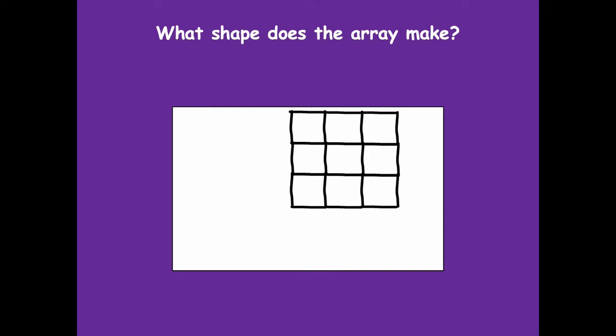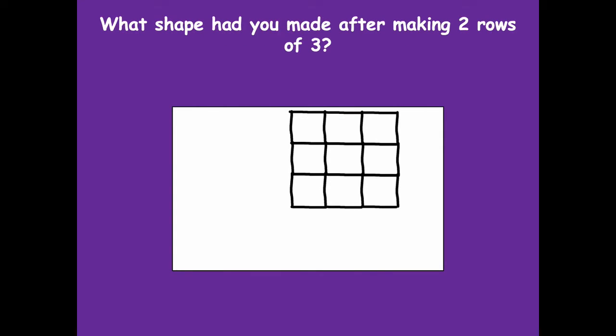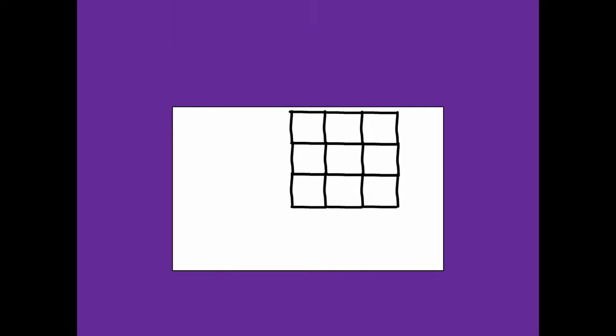What shape does this array make? Yeah, it's a square. Now, what shape had you made after making 2 rows of 3? So before we put that last row in, what shape is that? A rectangle. Oh gosh, you guys are good. You got it.